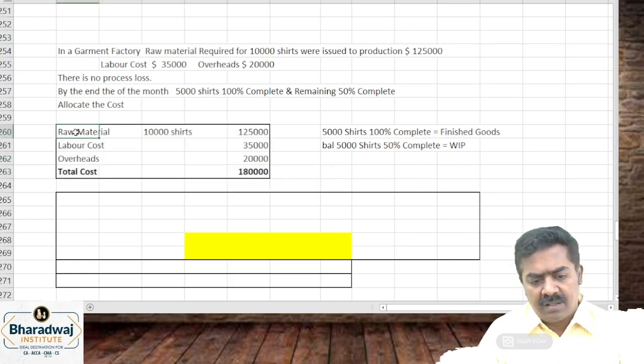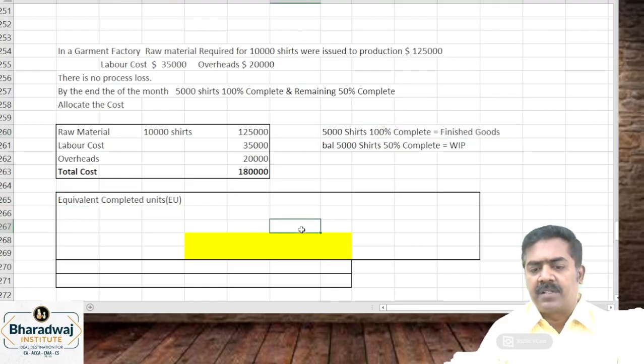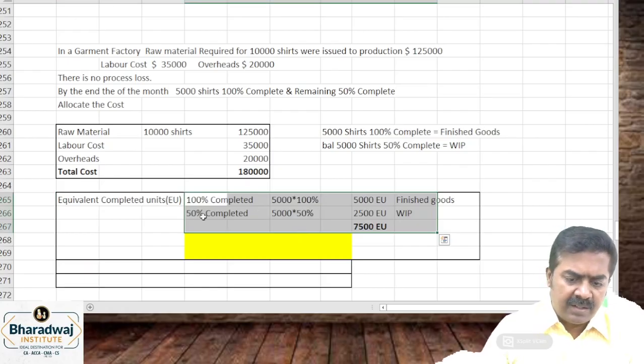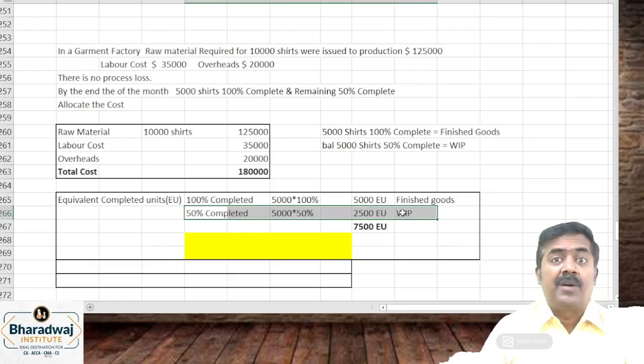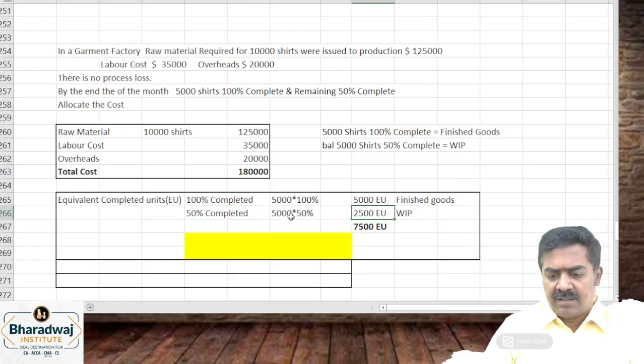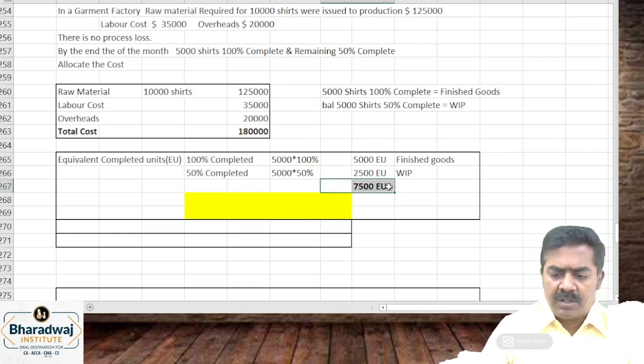Okay, sir. This is my total cost, 1,80,000. Can I allocate in 1:1 ratio? If I allocate 90 like that, let it be finished goods or WIP, it will have the same cost. Here is where we apply equivalent unit. What is equivalent unit? This 5,000 shirts 100% complete is equal to 5,000. This 5,000 shirts 50% complete is equal to 2,500 equivalent completed units. Totally we have got 7,500 equivalent units completed.